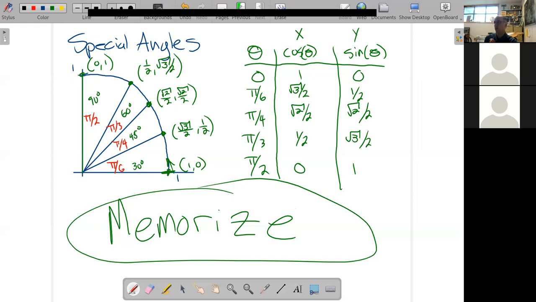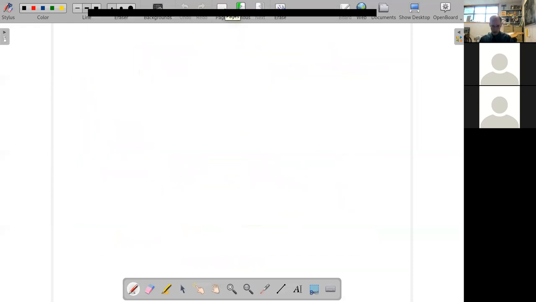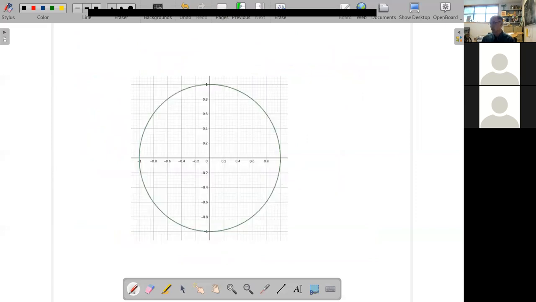Now I'm going to extend these special angles. I'm not going to label all of the points, but I'm just going to talk about a few of them. But what does a 30 degree or pi over 6 look like around the circle, pi over 4, pi over 3, and so on? So let's move along. Let's see, do I still have that? Yes. Hopefully it will let me draw on it.